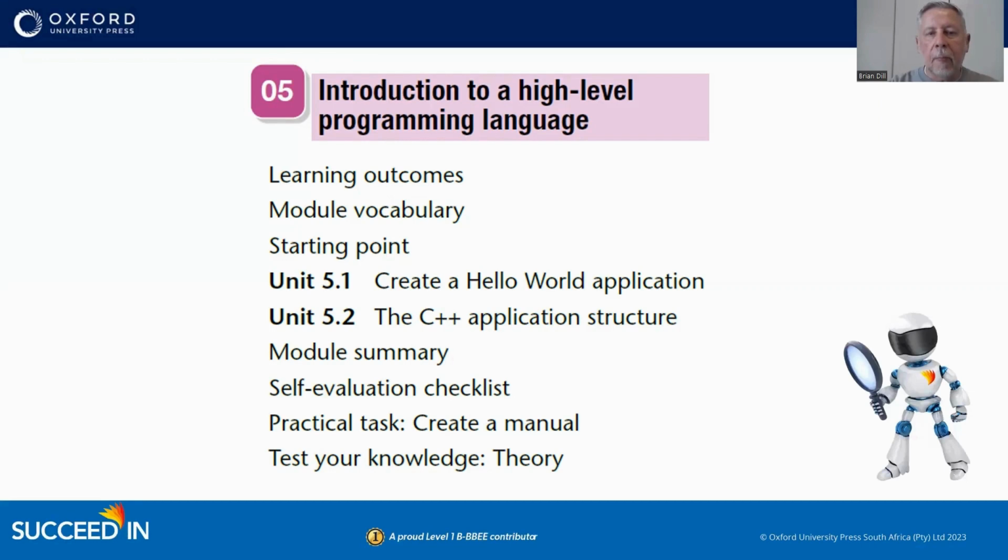And then Unit 5.2 breaks down the different parts of a C++ application so that the students can understand what each section of code means, what its purpose is, and why it needs to be there.